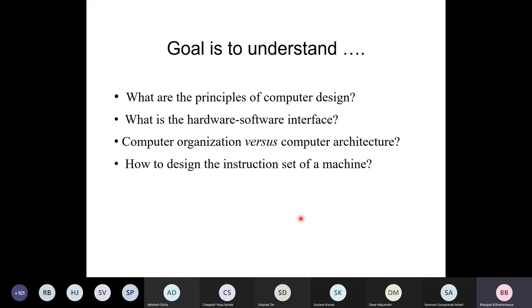So designing the instruction set, or the machine level instruction set of the hardware, is very fundamental when you talk about computer organization and architecture. So for example, you said move, add, what else?